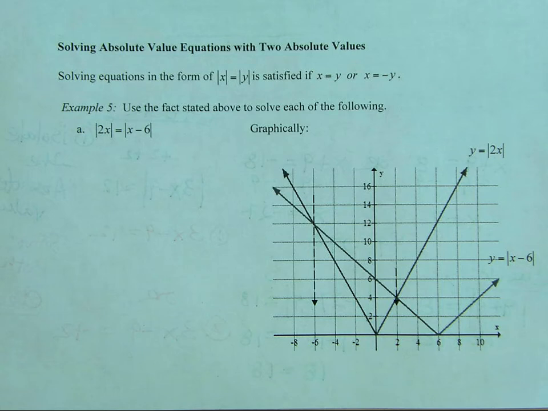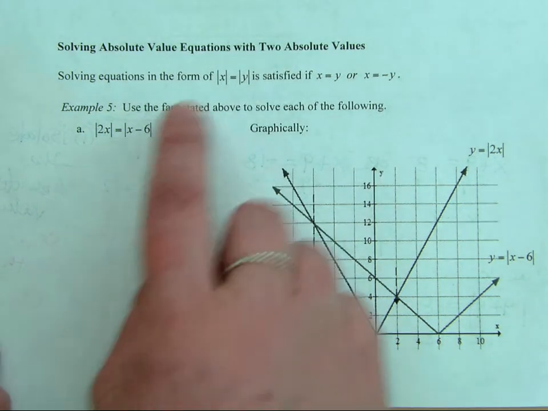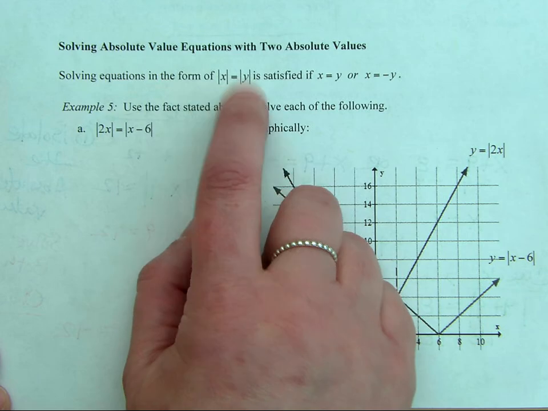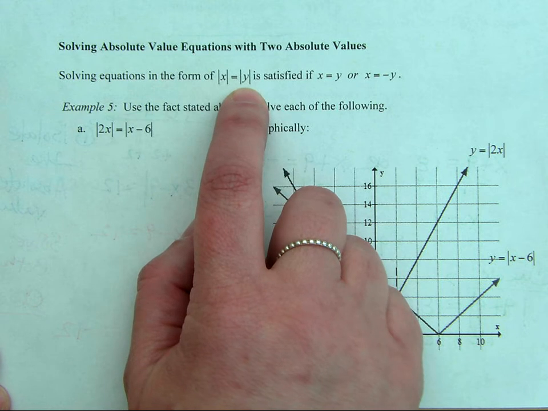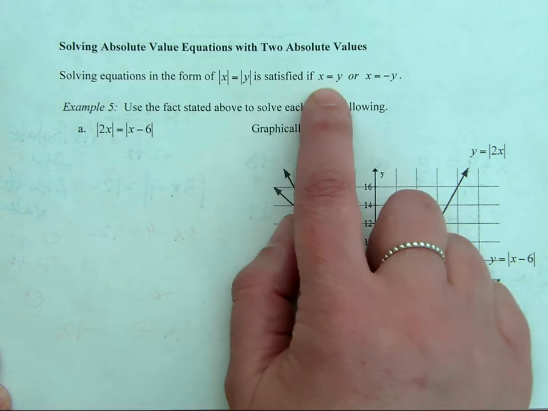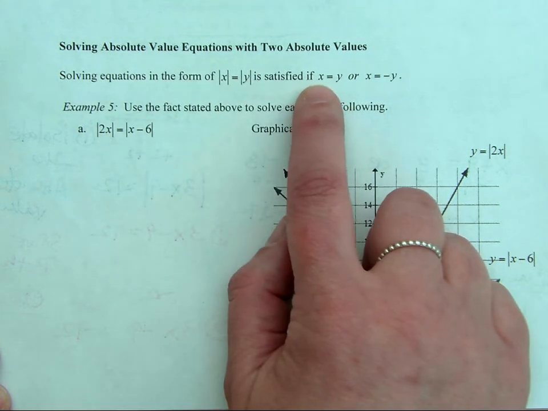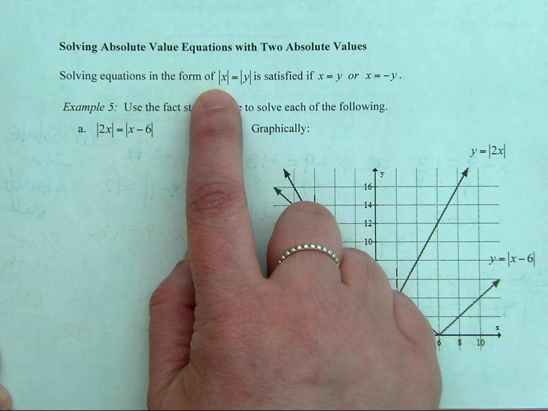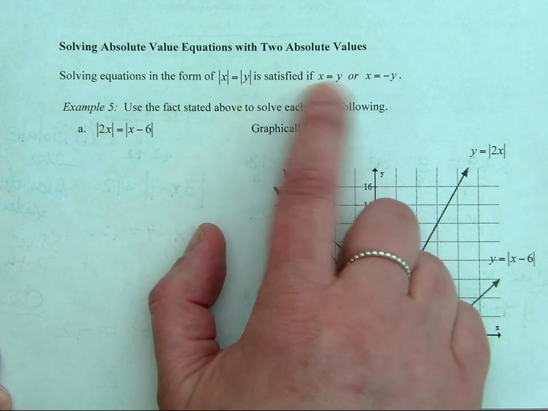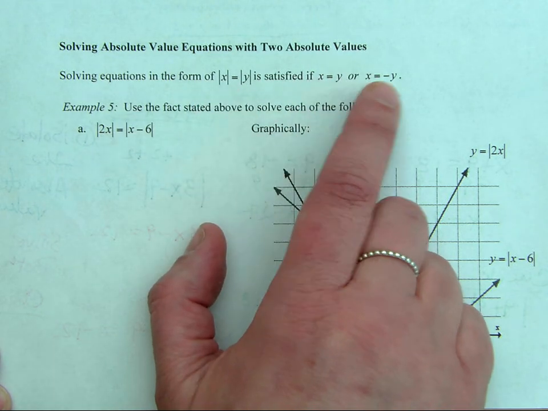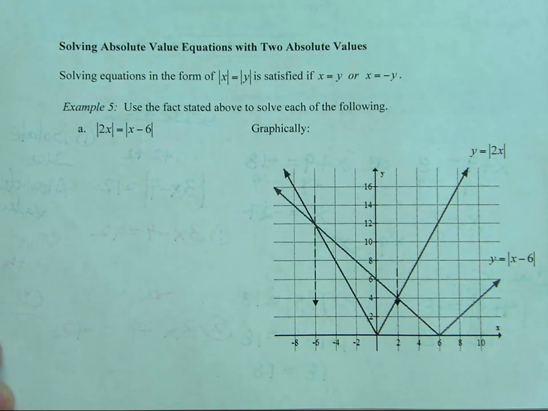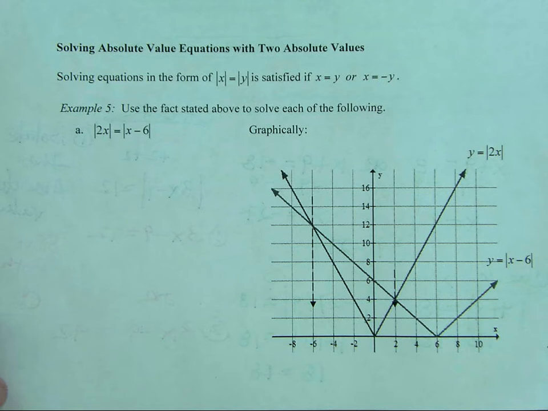Okay, so now what would happen if you wanted to solve an equation where one absolute value is actually equal to the other absolute value? In this case, what we still want is to remove the absolute value and set x equal to y, and then set x equal to negative y. So in essence, we're doing the exact same thing. It's just there's a little bit more going on.